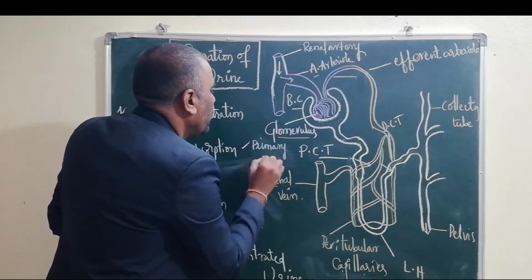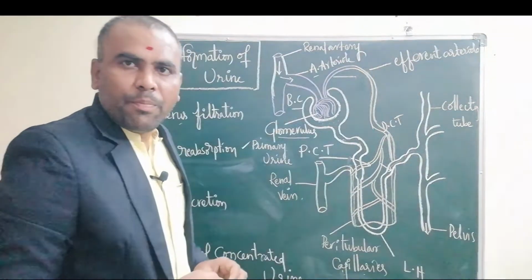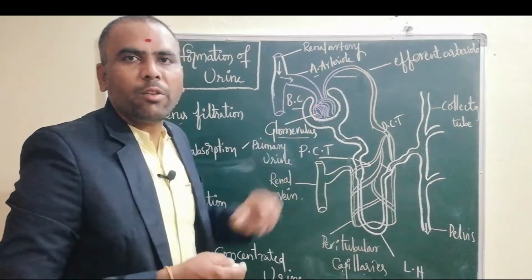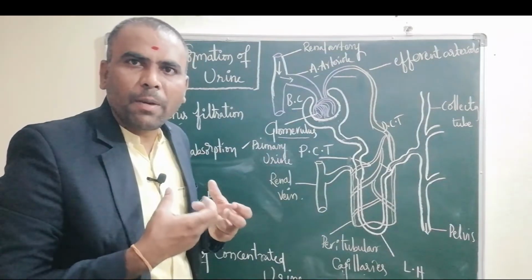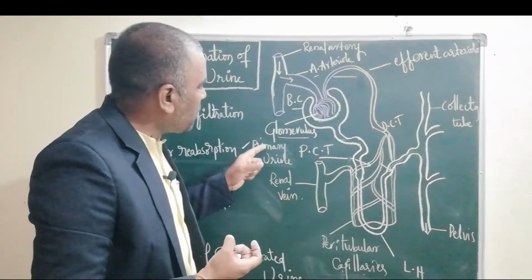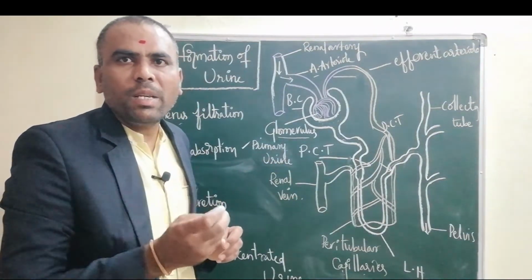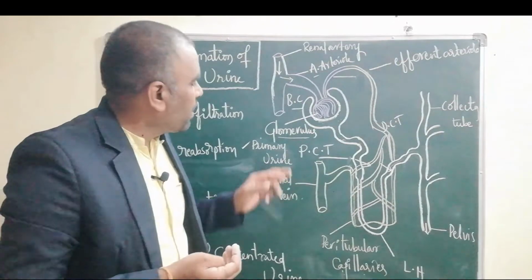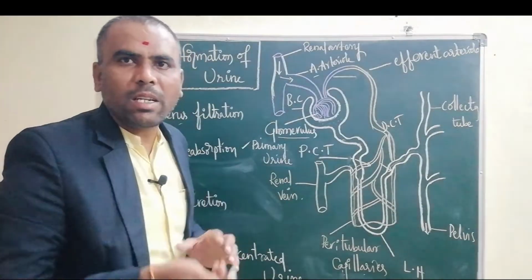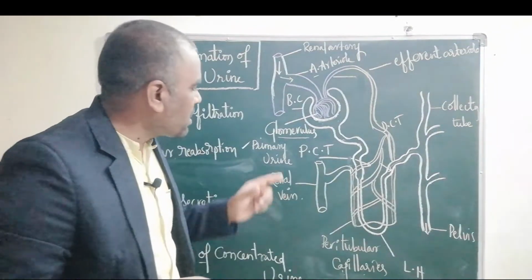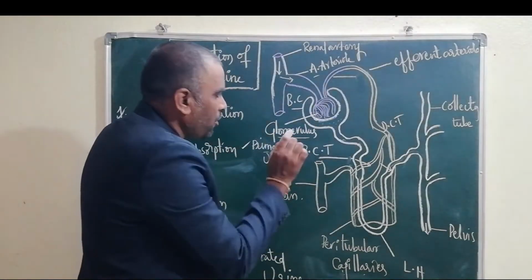Primary urine. The primary urine is exactly similar to the blood. Whatever substances are present in the blood are present in the primary urine, except RBC, WBC and platelets. RBC, WBC and platelets are absent in the primary urine, as those are blood cells. But the remaining substances are the same in the blood as well as in the primary urine.